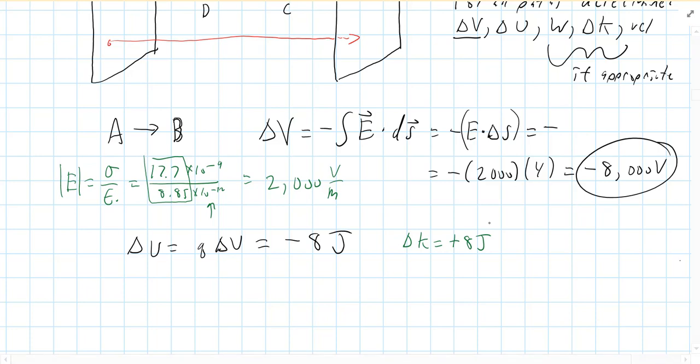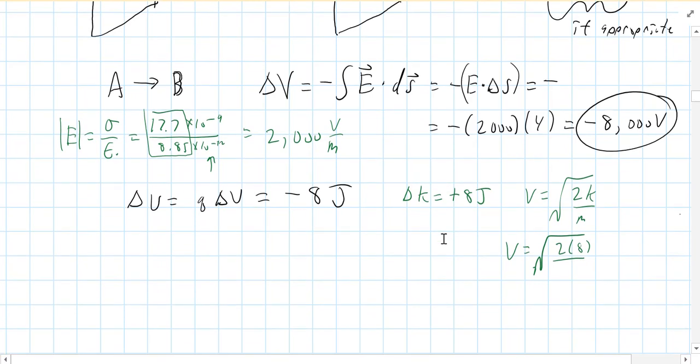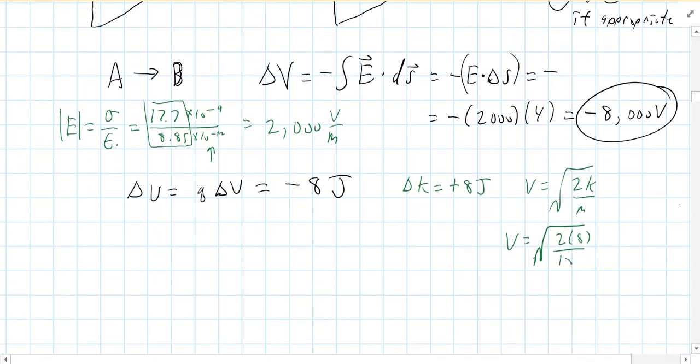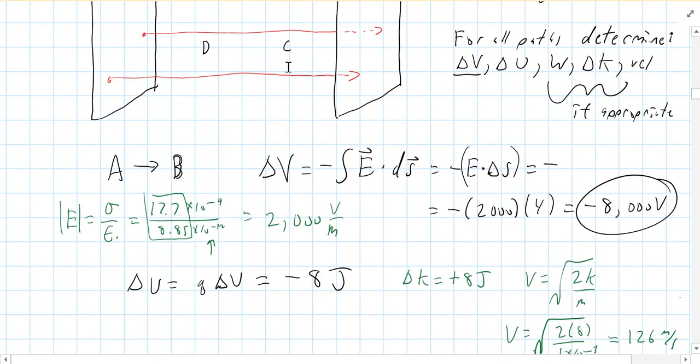And then finally, what's the velocity of the particle? Velocity is the square root of 2 times the kinetic energy over the mass. So your velocity is root 2 times 8 over the mass. The mass is 1 gram, which is 1 times 10 to the negative third kilograms. You need this to be in kilograms. If you do that calculation, you get the square root of 16,000, which on my calculator gives about 126 meters per second. So when the little particle gets to point B, he's going 126 meters per second.